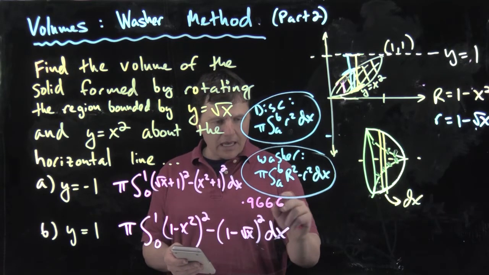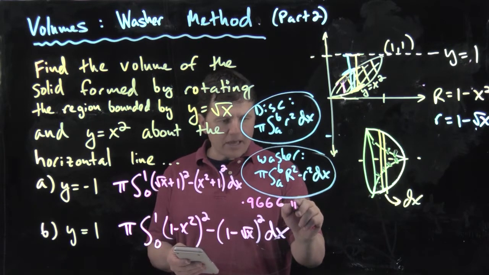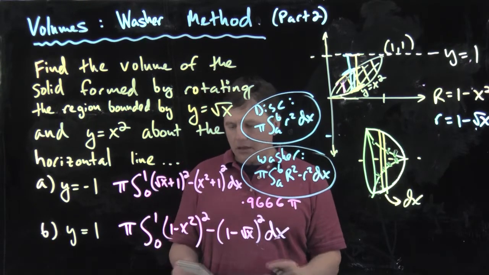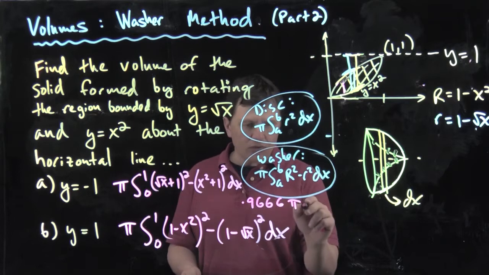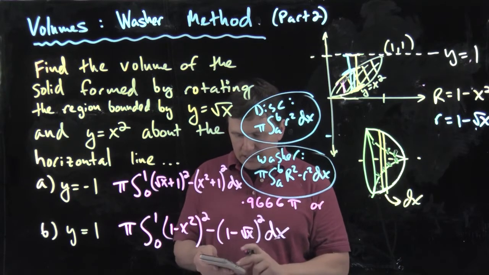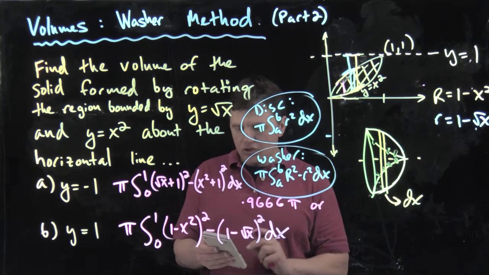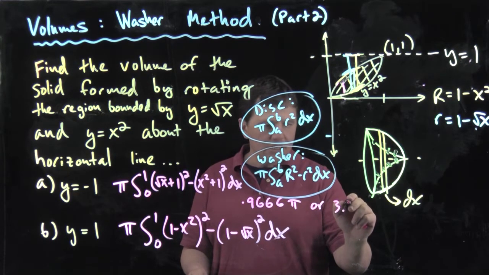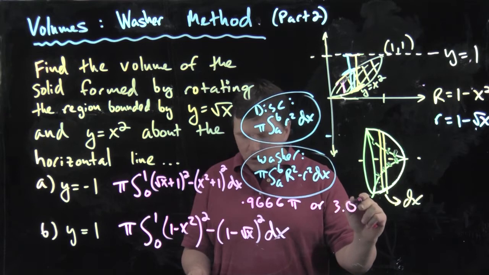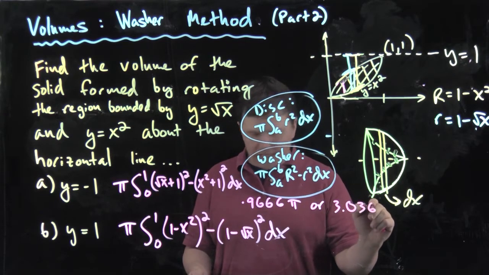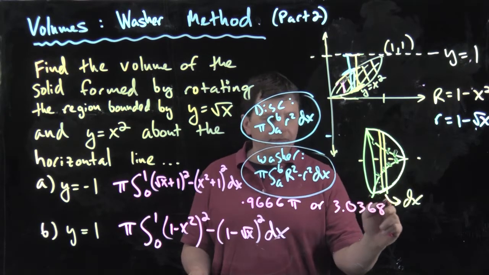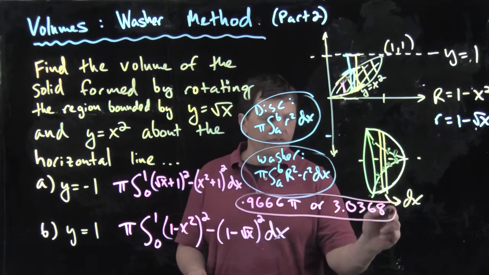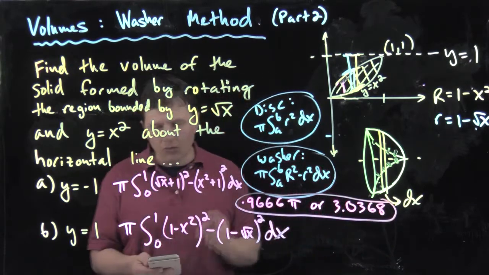0.9666, and let's say pi. Let's just go ahead and calculate this. And I don't actually care how you represent these. Whether you put them in terms of pi or not is up to you. Just make sure you're accurate with 3 decimal places as always. So that'll be 3.0368. So that is the volume of this solid rotated about y equals -1.